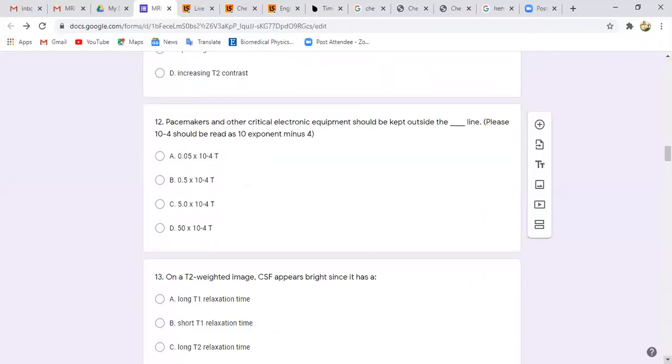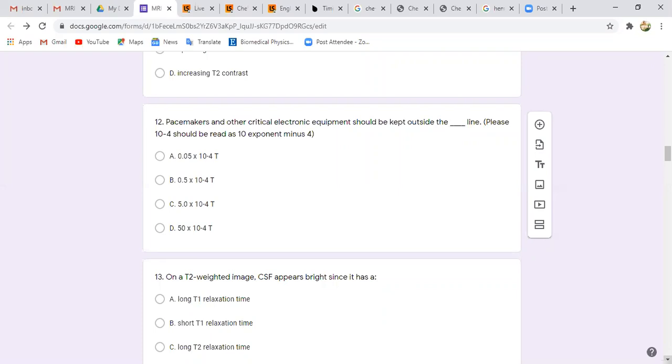For 12, pacemakers and other critical electronic equipment should be kept outside the 5 gauss line. There wasn't any way in this Google form to write 10 raised to power minus 4, so that was why I put that remark there. Please 10 raised to power 4 should be read as 10 exponent minus 4. So which would be our answer?